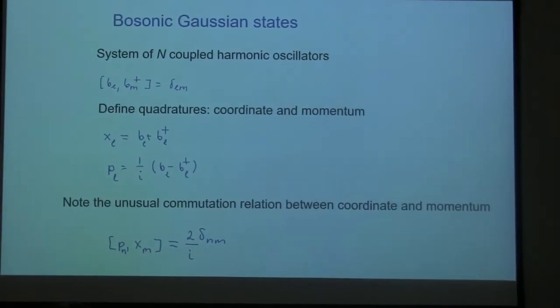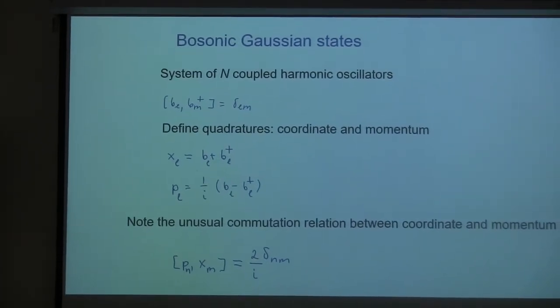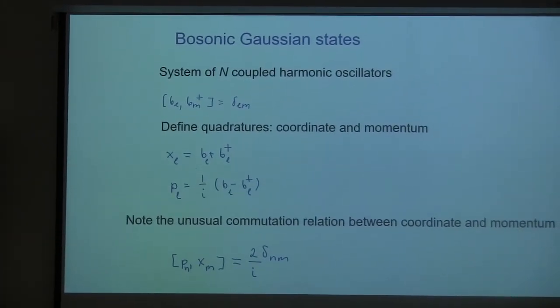We want to look at states which are constructed in the same spirit but are more general. So let me introduce notation. Just like for fermions, where we chose to work not with the Dirac creation and annihilation notation but rather with Majorana operators, in the case of Gaussian states it's also convenient to introduce real objects.